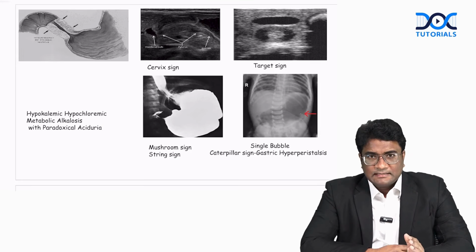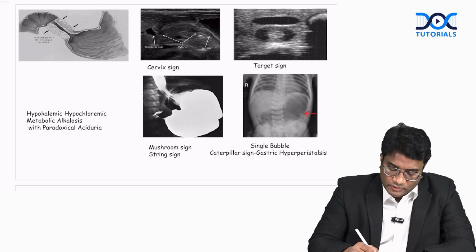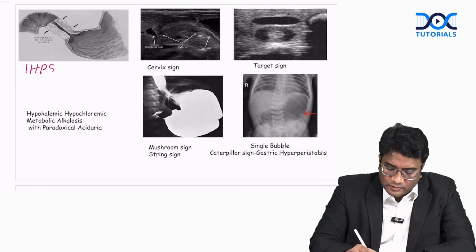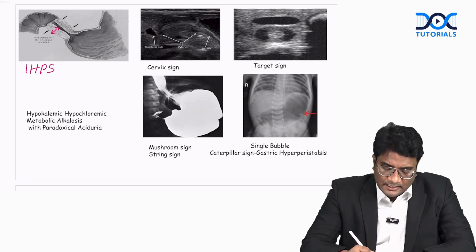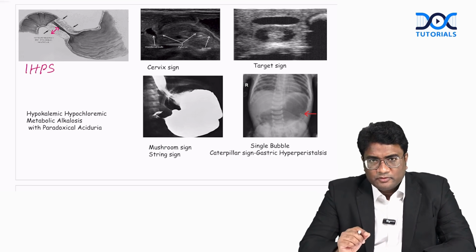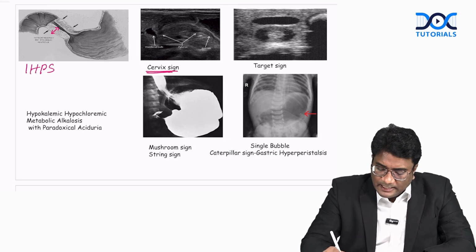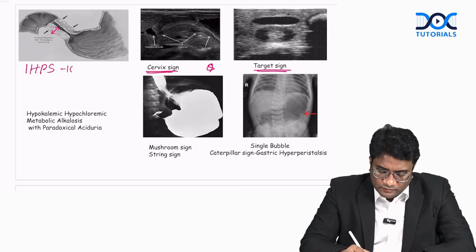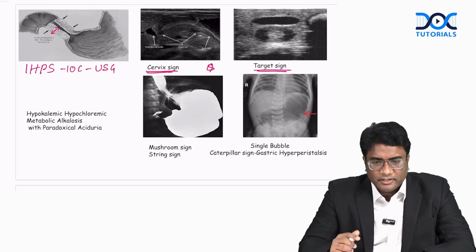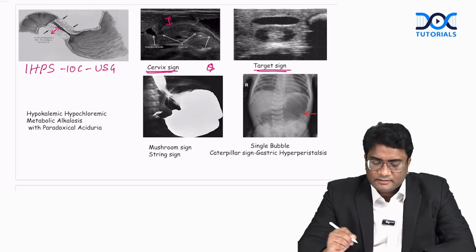Let's try to understand this condition which is seen in a 3 to 4 week old infant who is dehydrated, hungry and shows an olive-like mass in the epigastrium. And what are you thinking of? Yes, that is idiopathic hypertrophic pyloric stenosis. In idiopathic hypertrophic pyloric stenosis, the pyloric muscle is thickened and the lumen is narrowed. This thick pyloric muscle will give you a cervix sign and a target sign on a short axis view on the ultrasound. The investigation of choice is ultrasound.